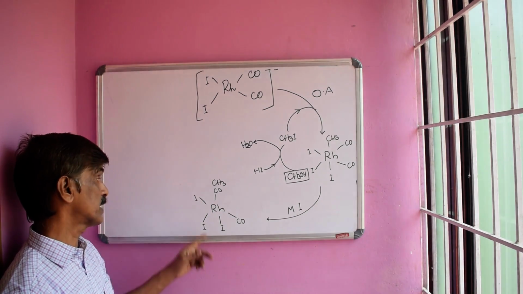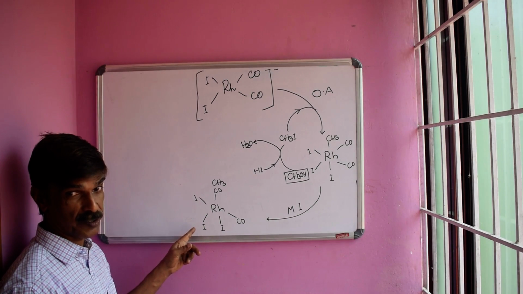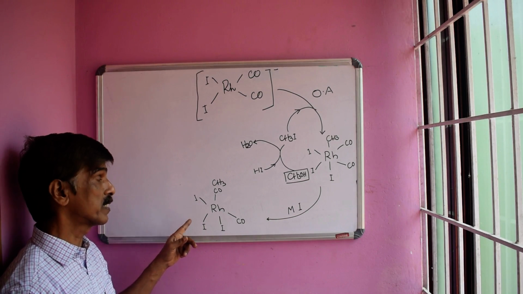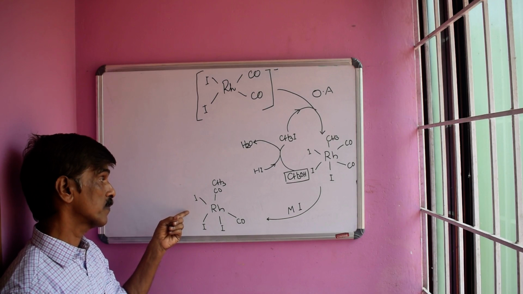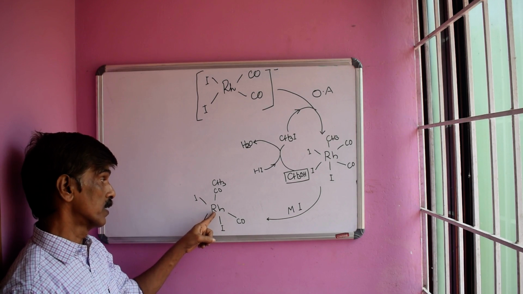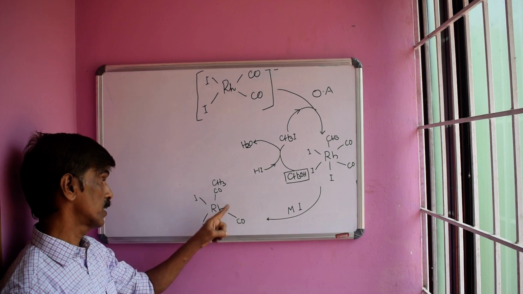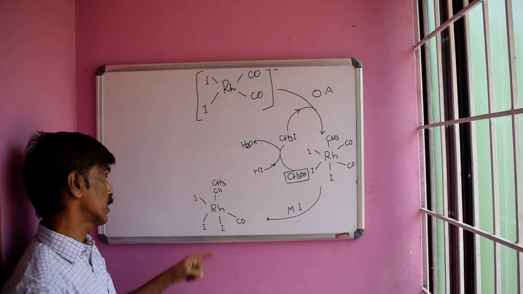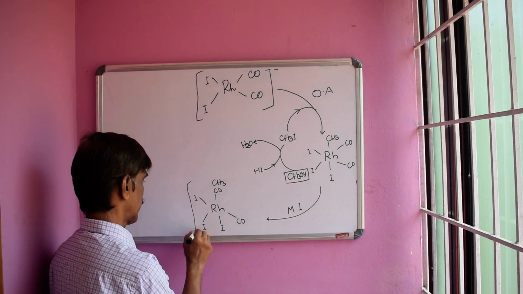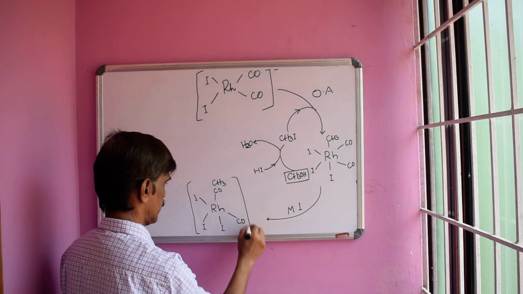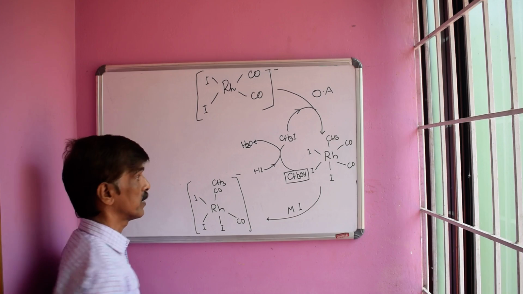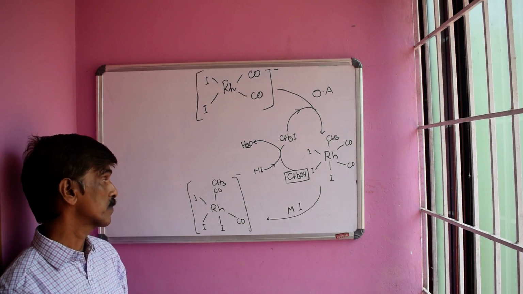Now we can see that this is again a rhodium(III) complex. Rhodium(III) complex means it is 7 plus 7 plus 10, 17 plus 1, an 18 electron species. Okay.